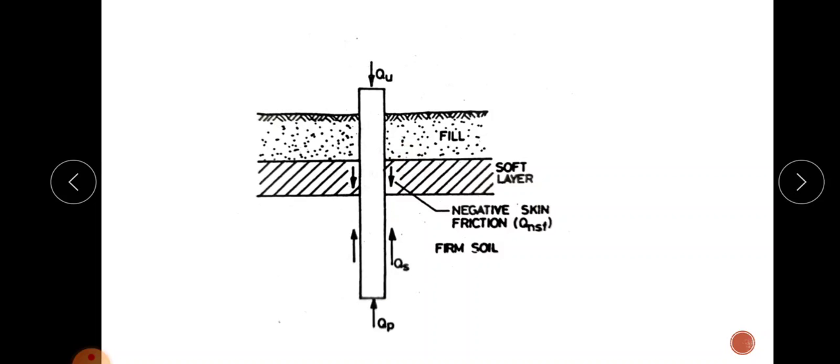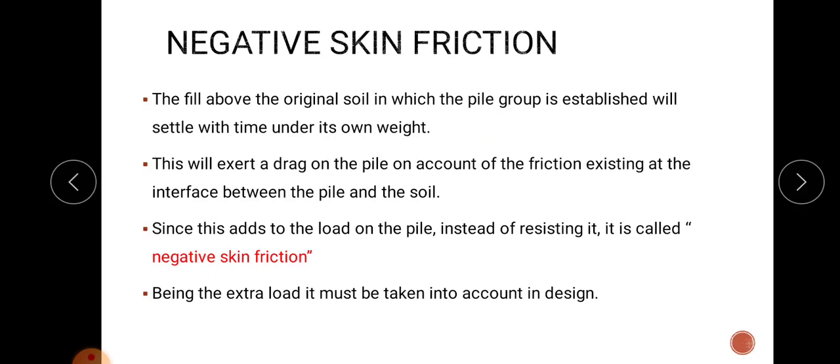And the negative skin friction imposes an extra downward load on the pile, and the magnitude of this negative skin friction is computed using the same method that we discussed in the previous section, that is, friction resistance, but the direction is downward. So this is known as downward or negative skin friction, and the net ultimate load carrying capacity will be reduced due to this negative skin friction.